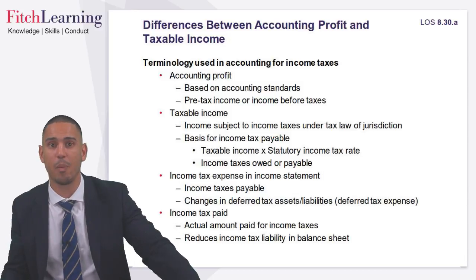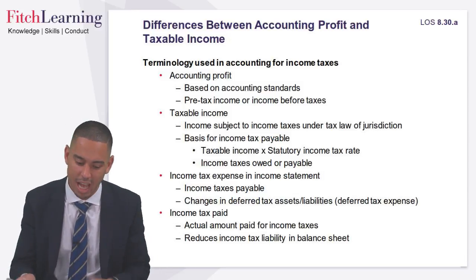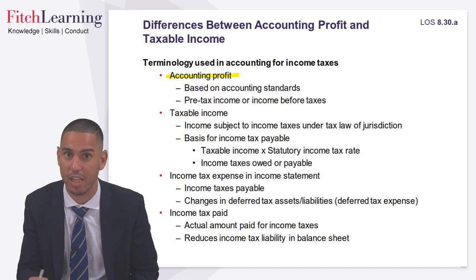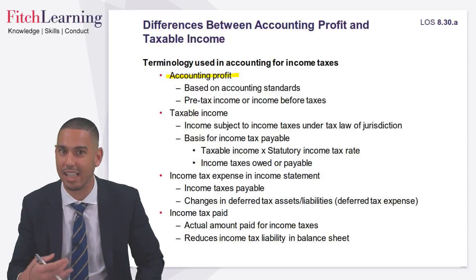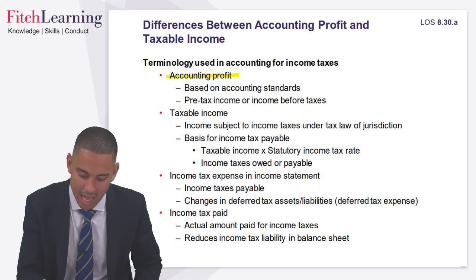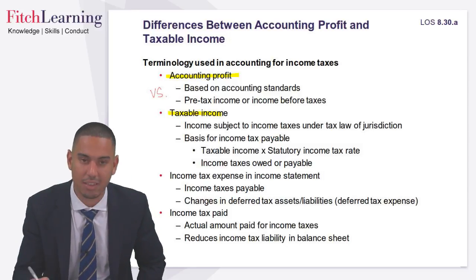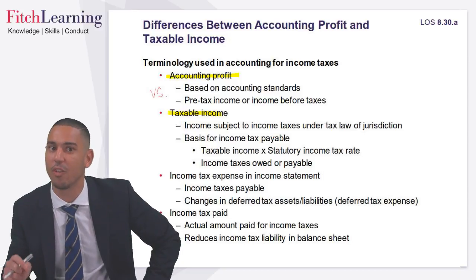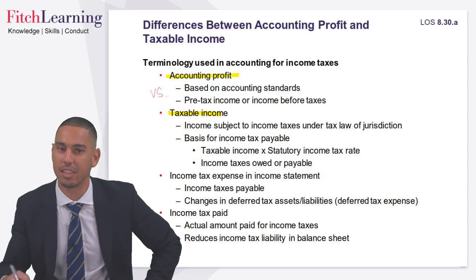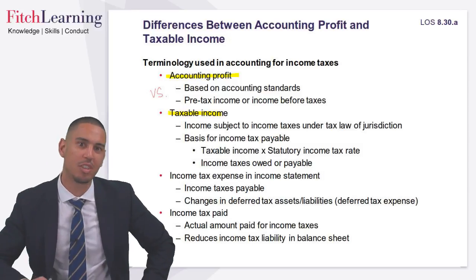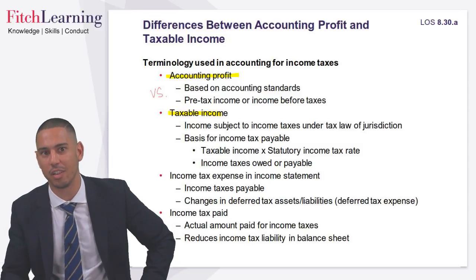So we're just going to start by looking at some terminology. The first two that I want us to look through is this difference between an accounting profit, which is the profit that I see in my financial accounts, and what is taxable income. Now, taxable income is what the tax authority uses to determine how much tax you're going to have to pay in the period. And those two are very, very different.